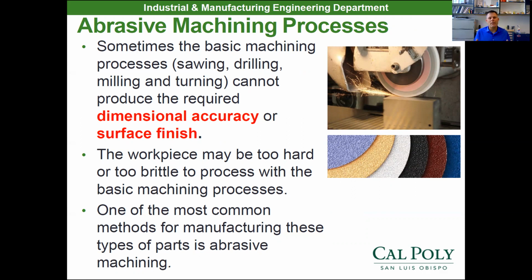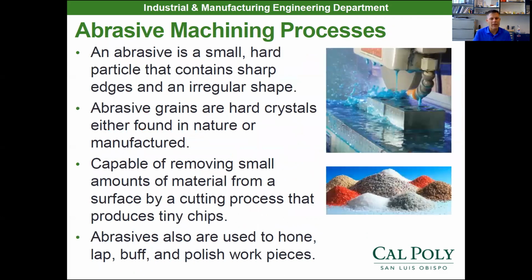If the machining process, such as sawing, drilling, milling, or turning, can't produce the required dimensional accuracy or as nice of a surface finish that's required, we might have to go to the abrasive processes. Or if the workpiece has been heat treated, it's been hardened, or maybe it's too brittle to process with the basic conventional processes, we might bring in an abrasive to remove a small amount of material with that abrasive grain.